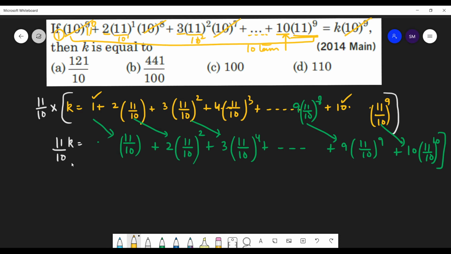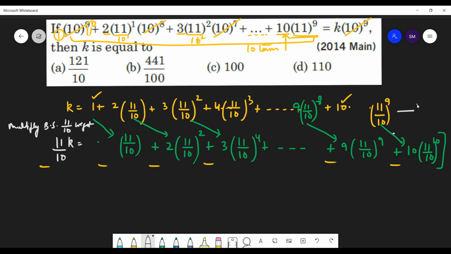Yes, sir. Now subtract these terms. So don't get confused with this. So you can write here, multiply both sides with 11 by 10. We get this. Okay? So that's your equation number 1, and this you can say equation number 2. So 1 minus 2. This will give you what?